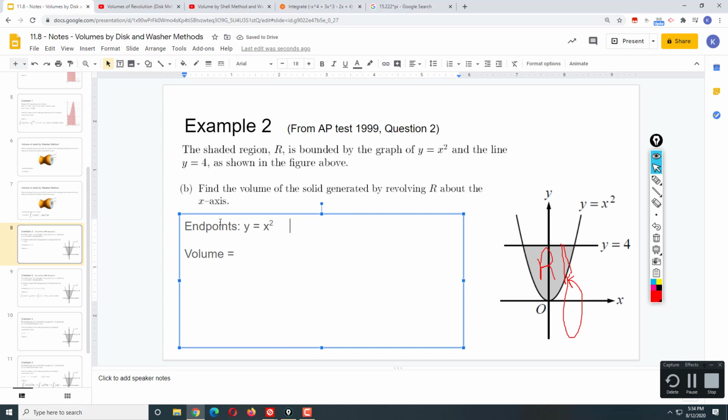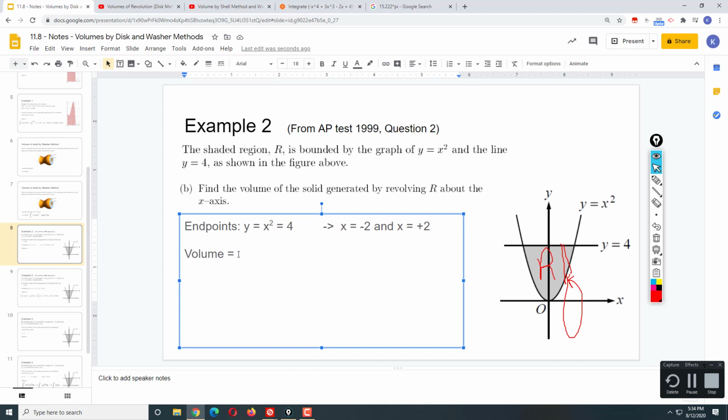Since we're looking for the endpoints, we're not looking for the inverse. y equals x squared and y equals 4, so x squared equals 4. So x is equal to minus 2 and x is equal to positive 2. So our endpoints are negative 2 and positive 2.